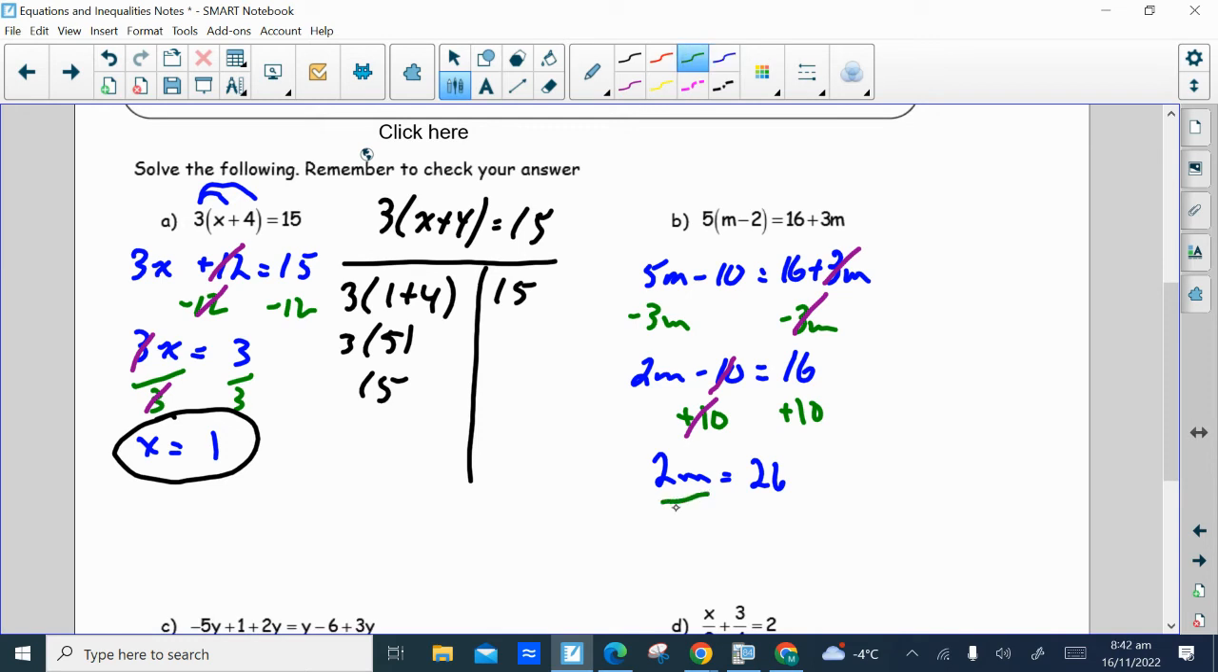Final step would be to divide both sides by 2. On the left, 2 divided by 2 cancels. You're left with 1m, or just m, equaling 26 divided by 2, which is 13. So there's our answer. That's the number that we need to use in our check.